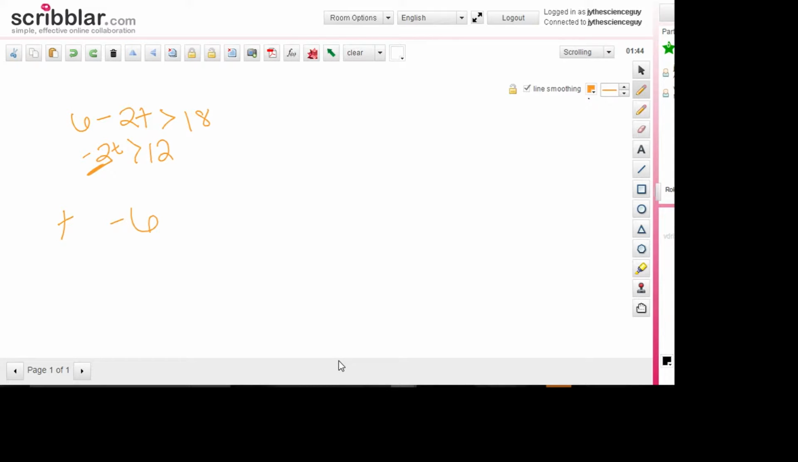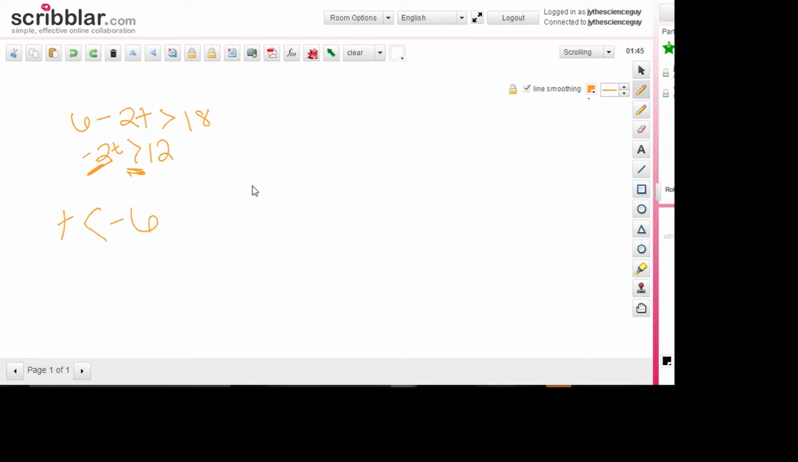Because you did your math absolutely perfect. Here's the thing. This symbol, whenever you divide by a negative number, flips. And that's the answer. So how would you actually read that, or what does that actually mean? T is less than negative 6.